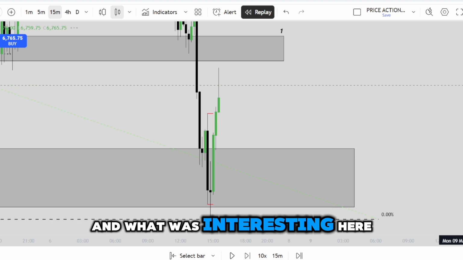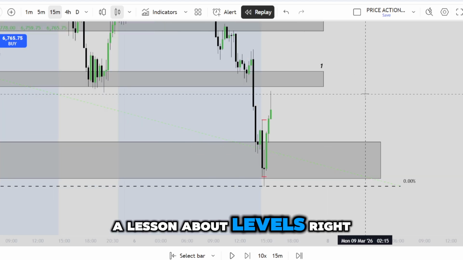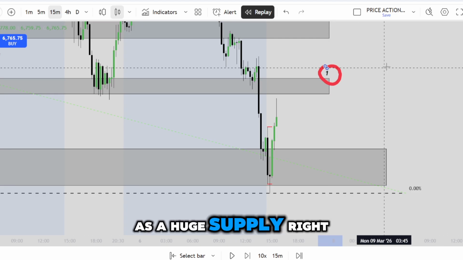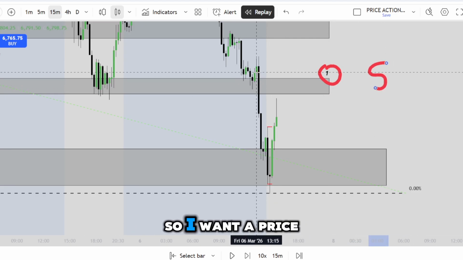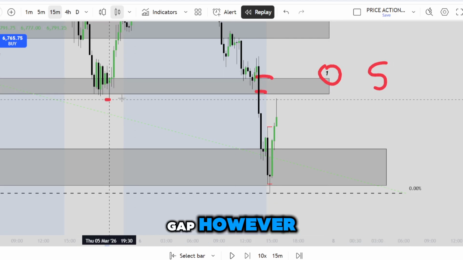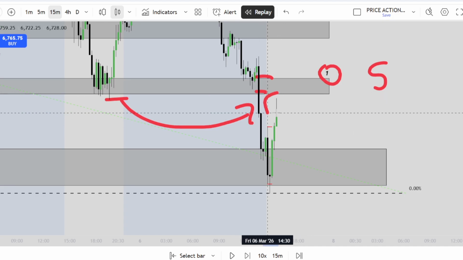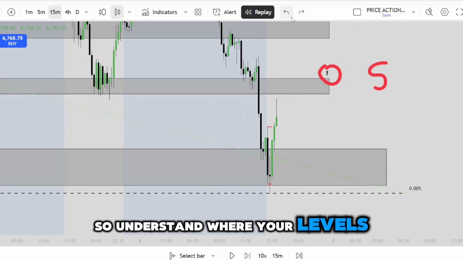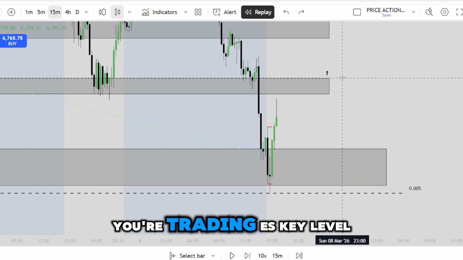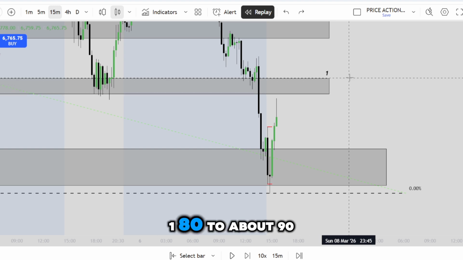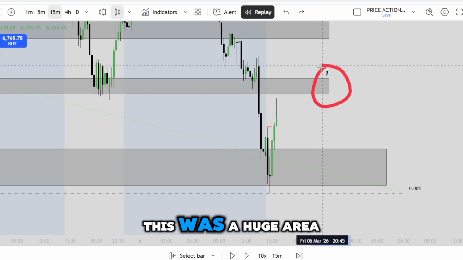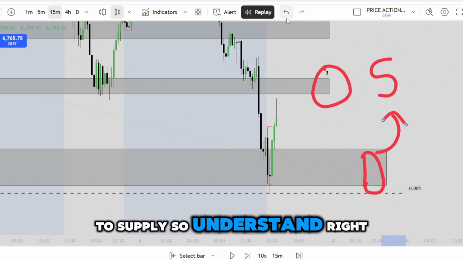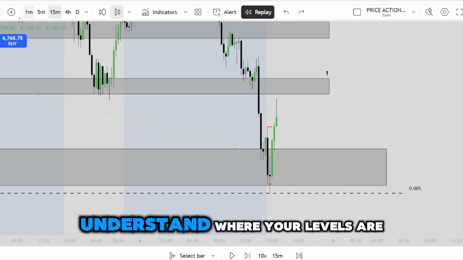And what was interesting here, again, is a lesson about levels, right? Key level 1 was acting as a huge supply. So I wanted price to fill this fair value gap. However, we were rejecting, right? So understand where your levels are. Key level 1, if you're trading ES, 80 to about 90, 91. This was a huge area of supply. So we went from demand to supply. So understand where your levels are.